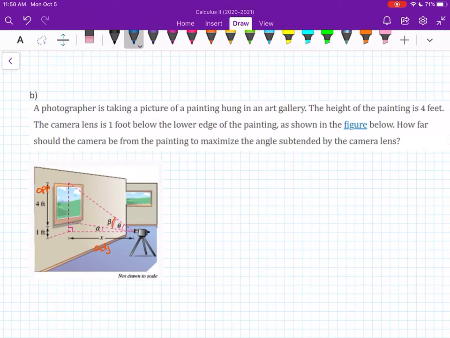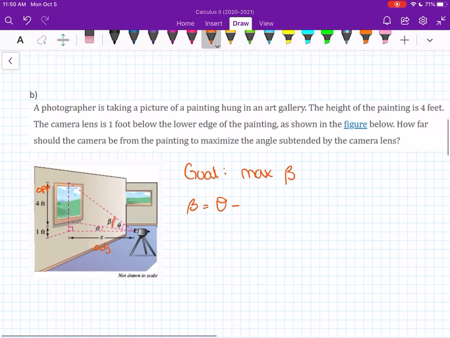And if I think about this right triangle, we have a couple right triangles here. I can think about opposite and adjacent sides. So my goal is to maximize beta. Okay, goal. And beta is not part of a right triangle, but I can make it in terms of angles that are parts of a right triangle. So beta really is theta minus alpha. And so theta is going to be that big angle for the big right triangle, and then alpha is the angle for the little right triangle.